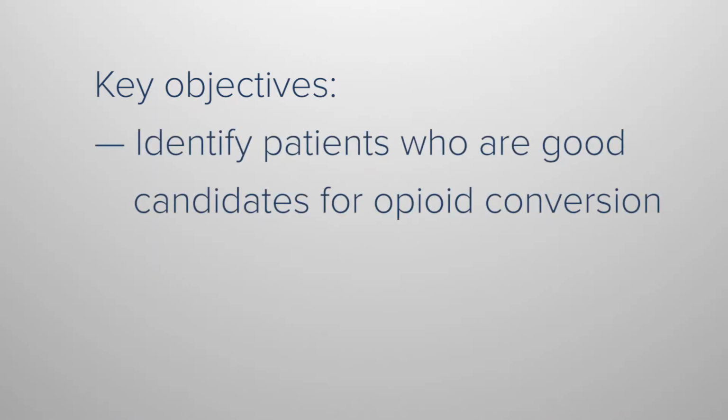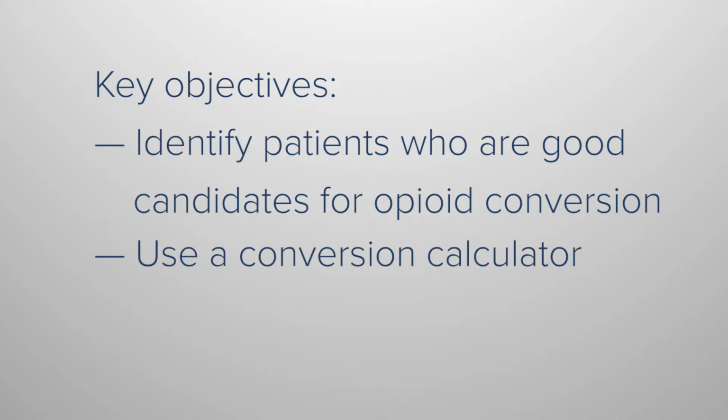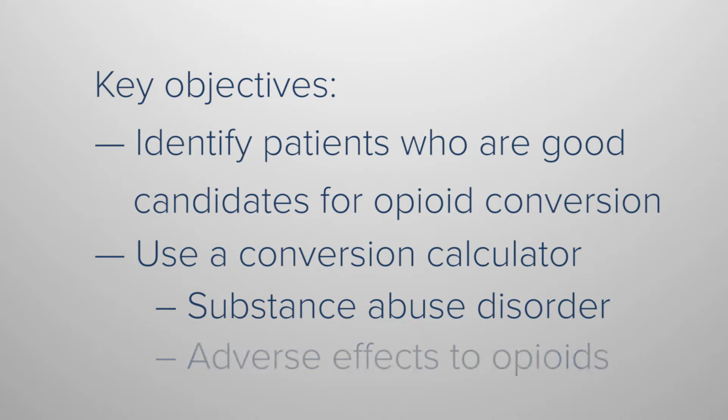What we're looking at is that you can identify patients that are good candidates for opioid conversion using opioid calculators or tables. In terms of identifying those patients, also learn how to use these calculators for other patients. For instance, patients that have substance abuse disorder, patients that are having adverse effects to opioids who want to come off the opioid completely. There's a physician that I quote all the time named Sebastiano Mercadante.